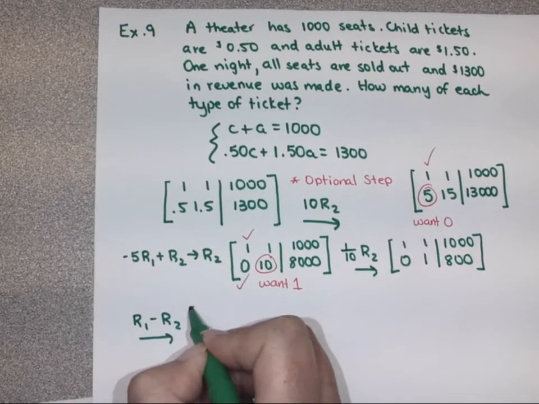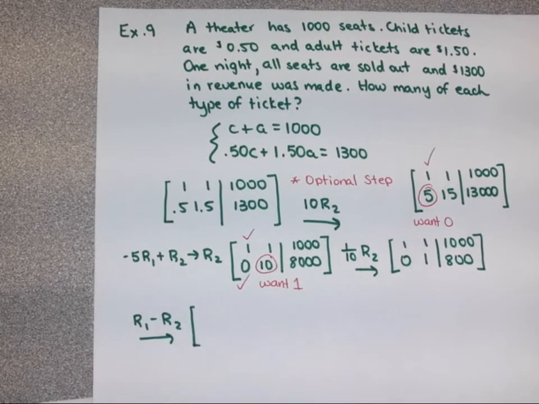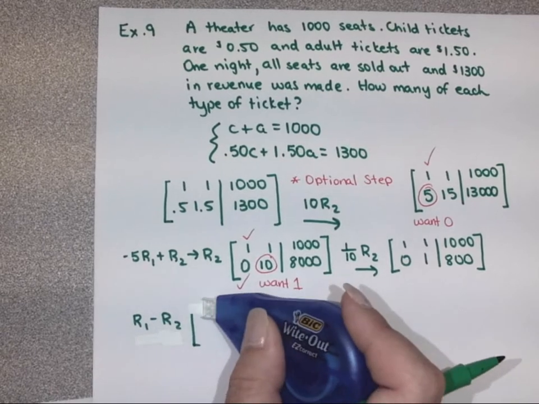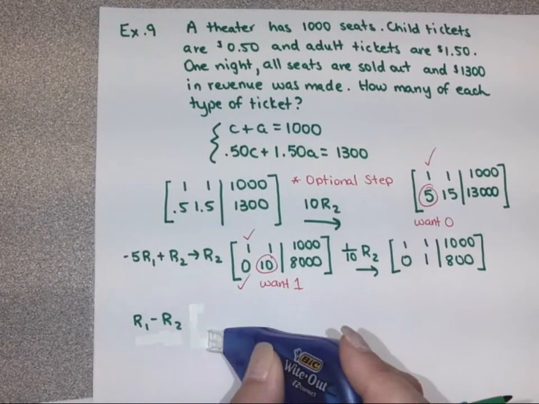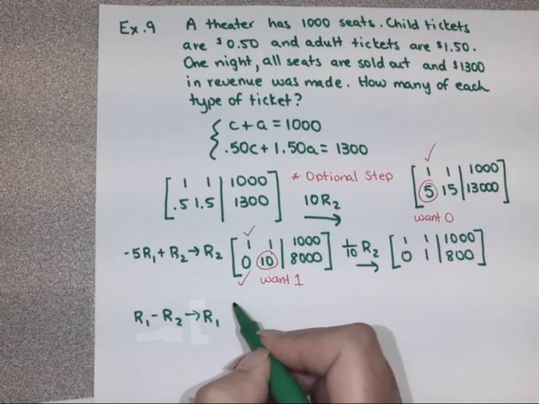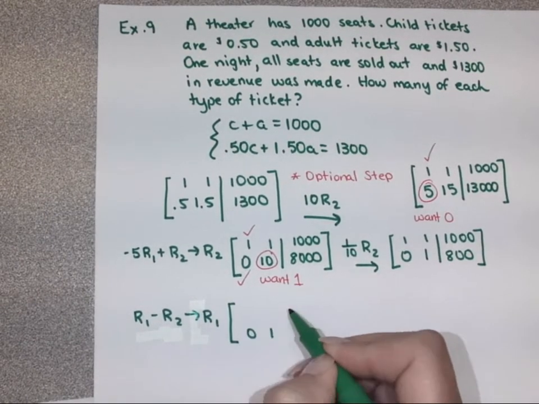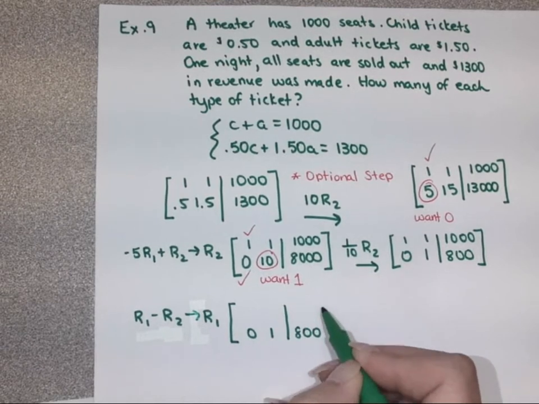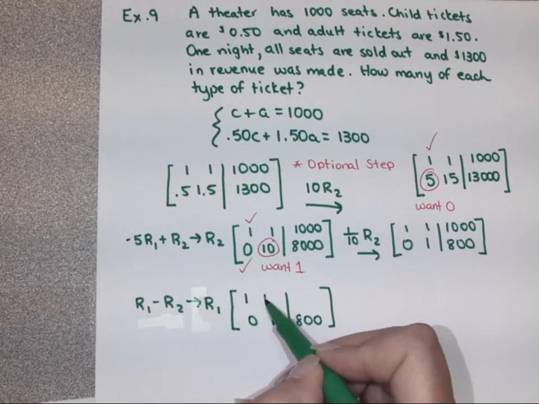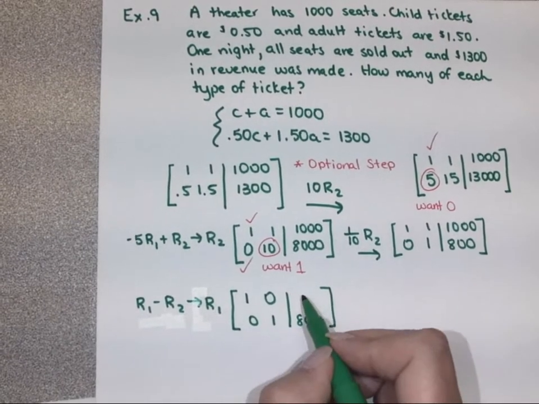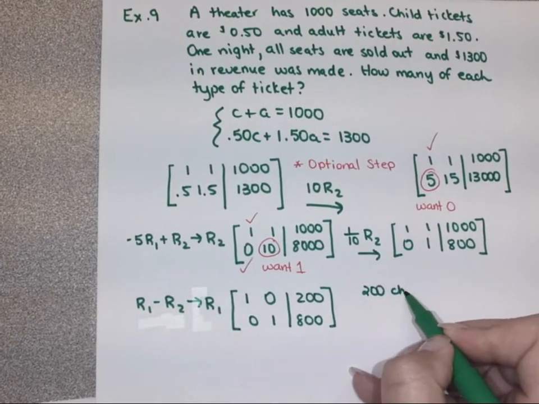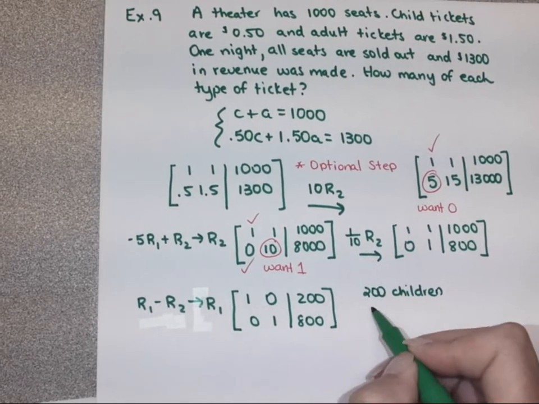So if we do row 1 minus row 2, I forgot to say where it was going to. This book actually writes it weird, like in a lot of other books you don't do this thing where you have an arrow telling it where to send it to. But I'm going to model it like I know this book does it. So 1 minus 0 is 1, 1 take away 1 is 0, and then 1,000 take away 800 is 200. Okay, so in the end it looks like on that night there were 200 children and 800 adults.